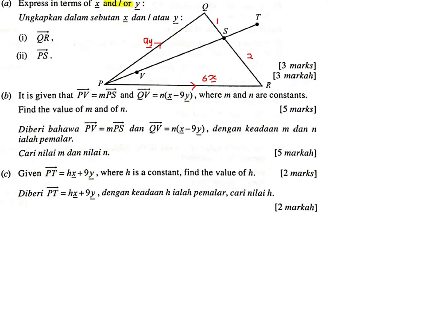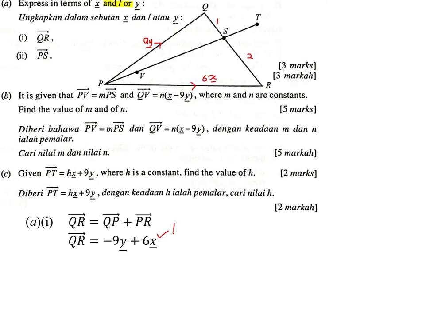Vector QR, you can go through P, right? So your first step, it will be QR equals to QP plus PR. QP, we have to move back, so the vector will be negative. So negative 9y plus 6x. So with that, you get your first answer, which gives you the first mark.